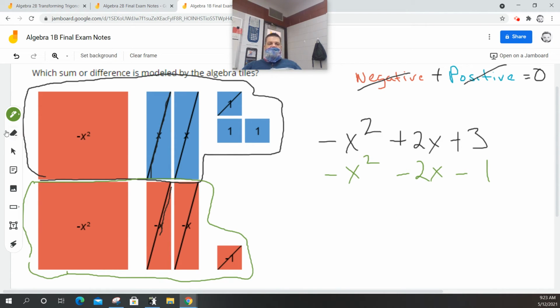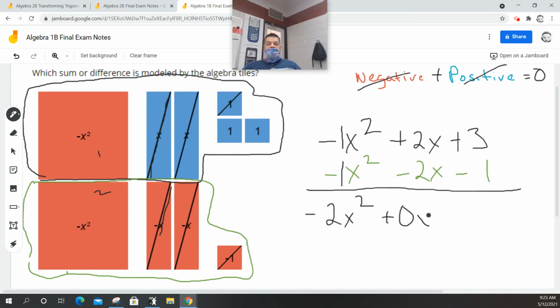And if I were to add these up vertically, like this, remember that negative x squared is like negative 1x squared. What's negative 1 plus negative 1? Negative 2x squared. How many x squareds do I have left? 2, right? 1, 2. Now over here I have 2x, and then I'm subtracting 2 x's. What's 2 minus 2? 0. So I'm going to write it out so you can see it, 0 x's.